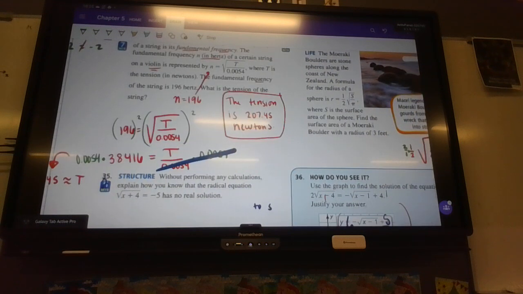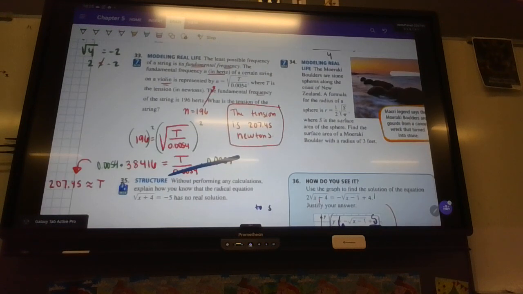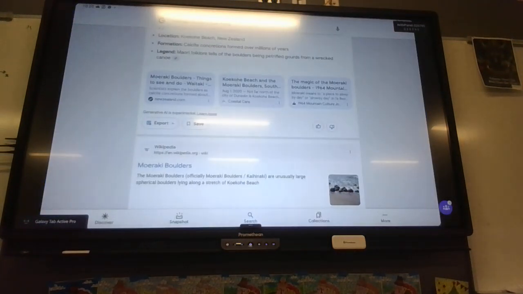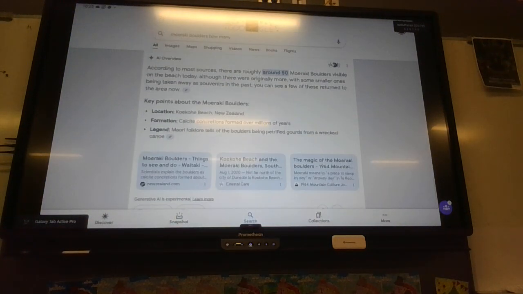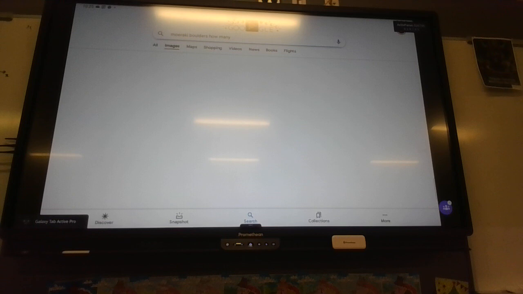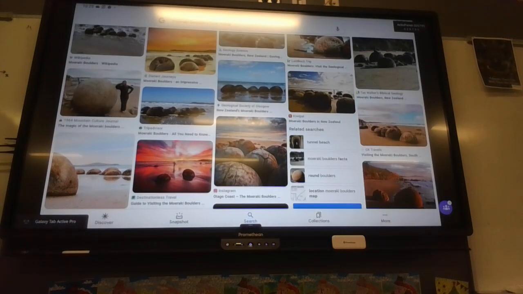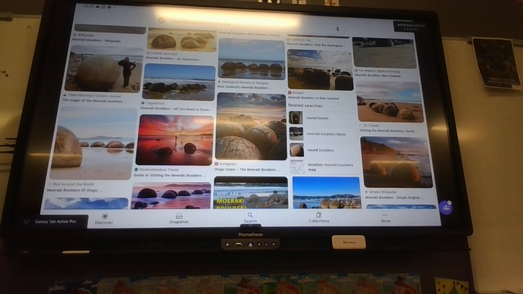All right, go ahead and read the next one. This is about natural spheres in New Zealand. They're boulders, but they're not rigid and cracked and deformed like we think of boulders. I'm just going to pull up the picture. They're really smooth and rounded. So, kind of weird.